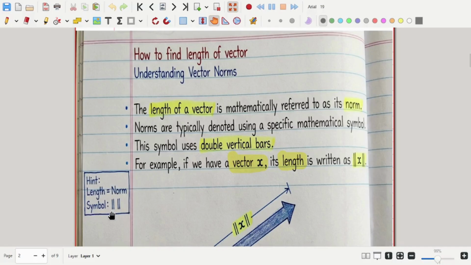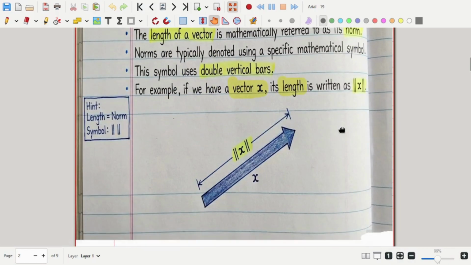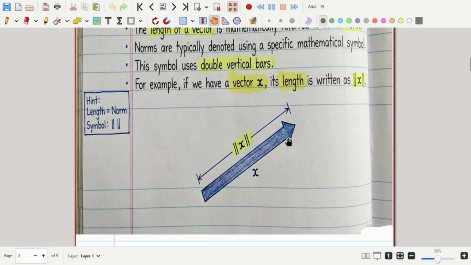Suppose we have a vector x and its length is written as double vertical bar x, then again double vertical bar. Read it as length of vector x or magnitude of vector x or norm of vector x. If this is our vector x, then this length means the norm of vector x.